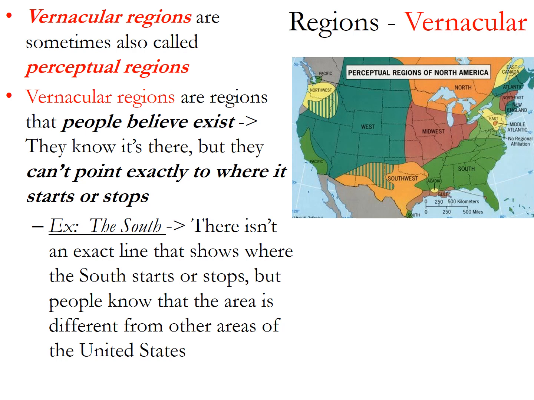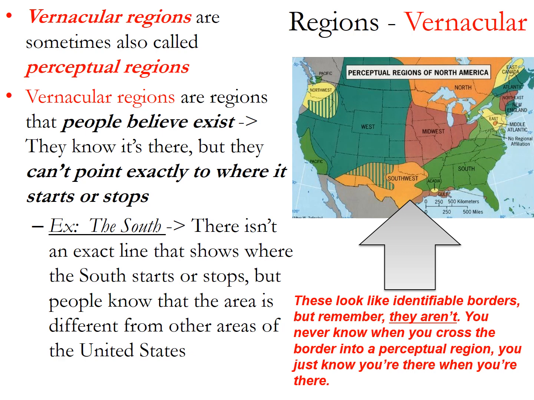Our final type of region you have to know is a vernacular region, or perceptual. What this means is that we think they exist, we know they exist, it's just that unlike formal regions or functional regions, we don't know where they start and stop. We just know that once we're there, we're there. And the best example of that is going to be the South, right? We live sort of in the South in Tampa, and we know there's Southern people in Tampa, but people would argue that Tampa's not Southern, or some people would say that it's Southern. There's all these different ideas of what is considered Southern, but we know when we're in the South, we're there.